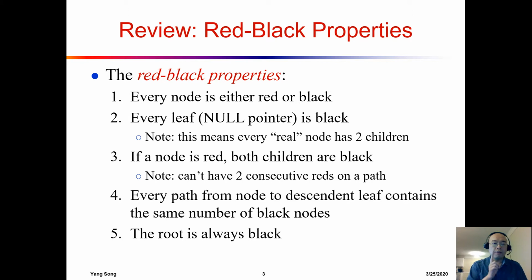The first property: every node should be either red or black. That's the reason we call it a red-black tree. And the leaves are all black. For the leaves in the red-black tree, we have a different definition. Those are all the null pointers.